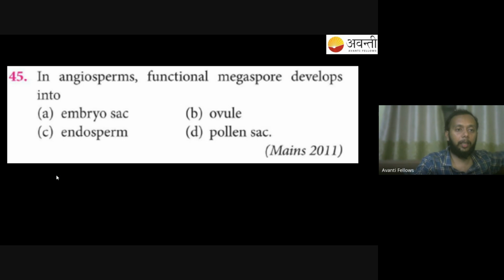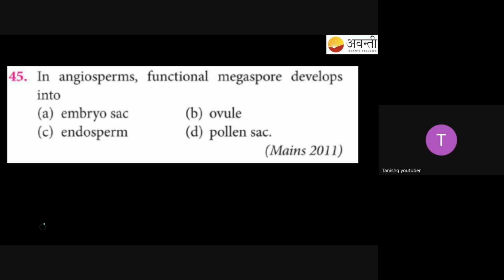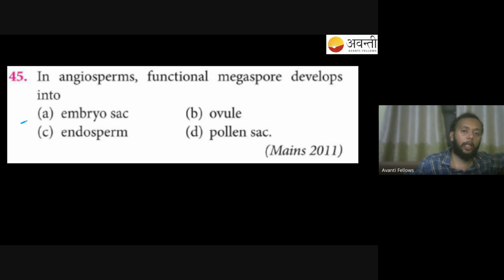Then, in angiosperm, the functional megaspore develops into... Tanishk, tell me what will be the answer. So, embryo sac. Yes, your functional megaspore is going to develop into your embryo sac. Very true, absolutely right.